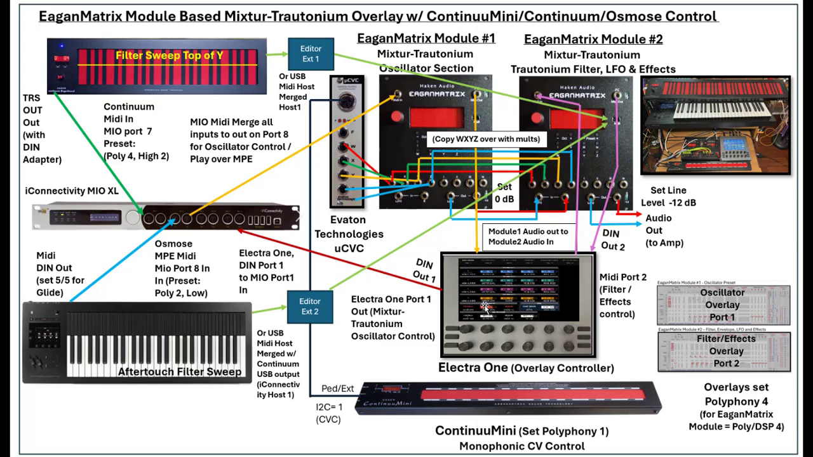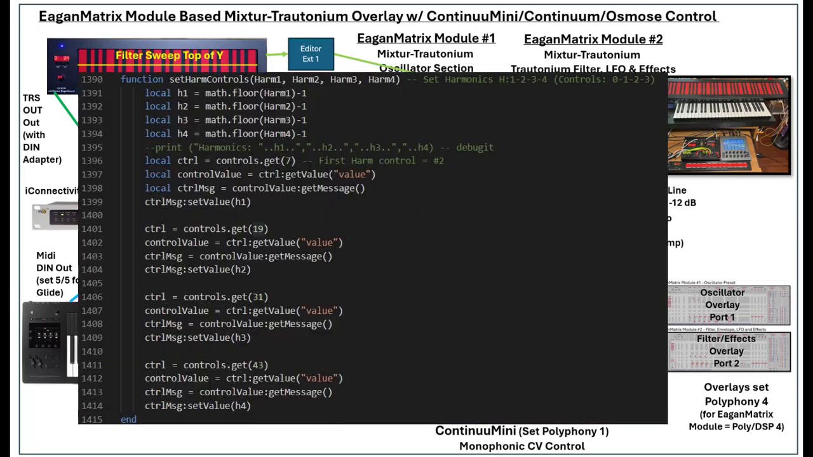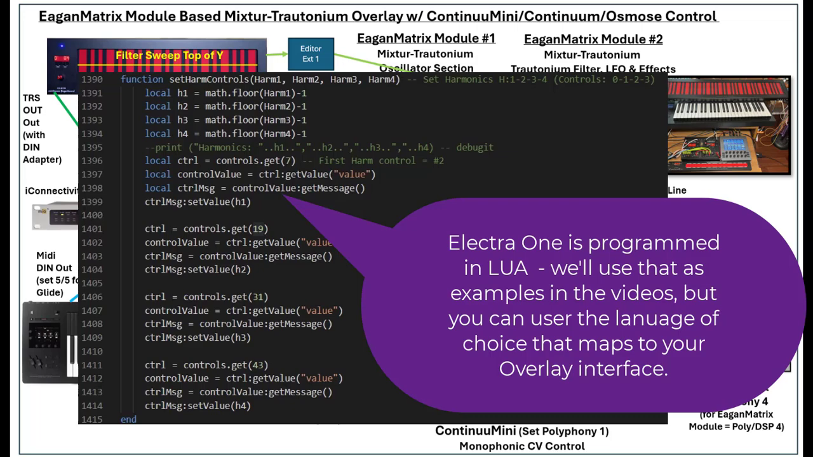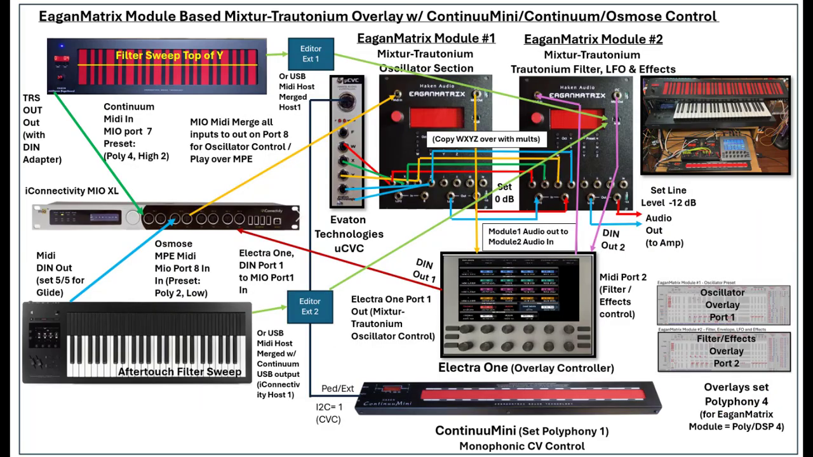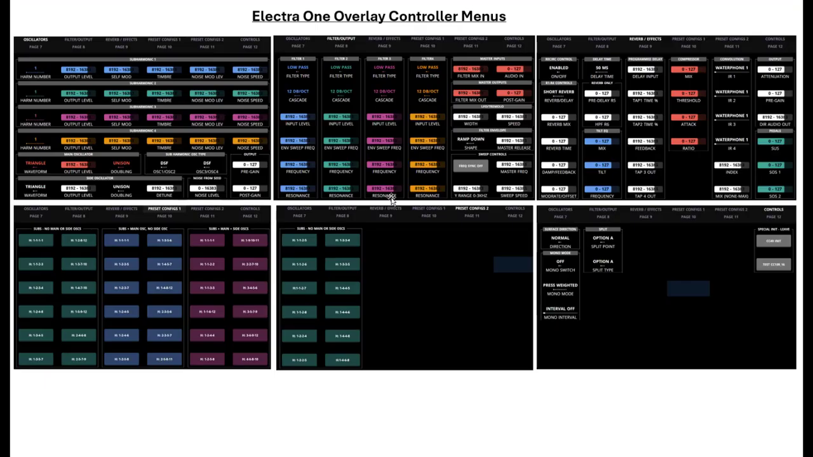Finally, we have our Electra 1 interface, and that we need to program because these overlays do not use just a standard MIDI CC interface, as we'll describe in future videos. All of these new macros are 14-bit in a special format that needs to be programmed because no MIDI controller is going to support that off the shelf. Now let's go into the Electra 1 overlay.